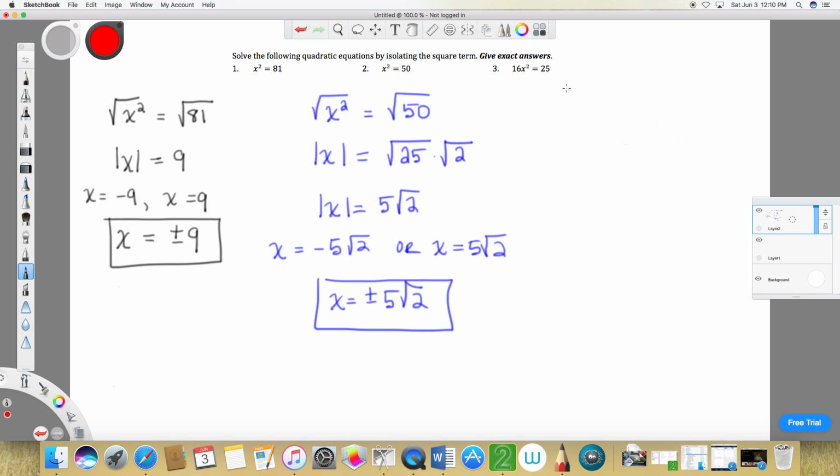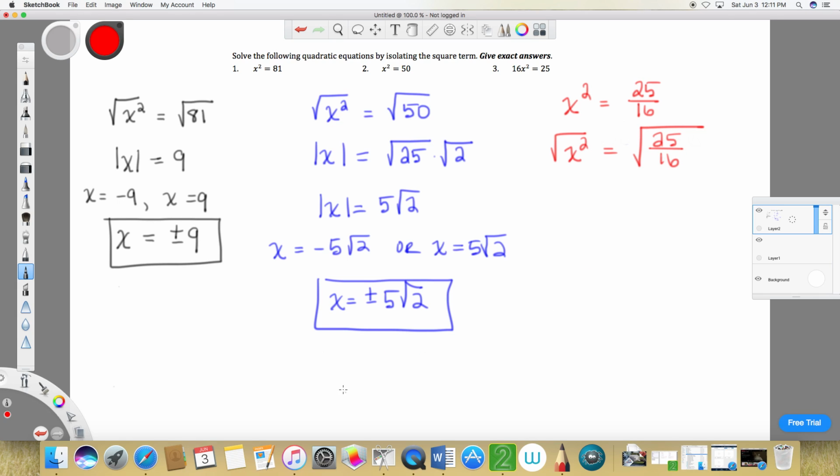Here in problem number 3, let's divide both sides by 16. X squared is equal to 25 over 16. If we take the square root of the left-hand side, we need to take the square root of the right-hand side.